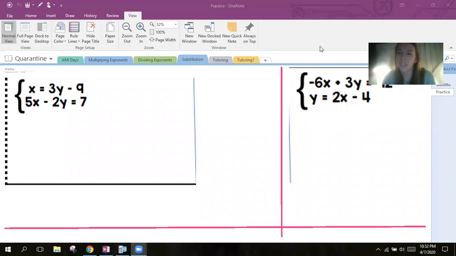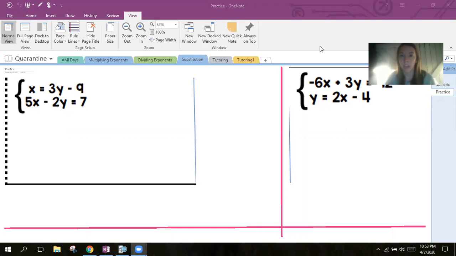Here we go. Substitution practice problems. There are only 6 practice problems for y'all to do, so this should go quick. All right, unlike the notes, we're actually going to solve through all of these and find those coordinates where these 2 lines are going to cross on the graph.